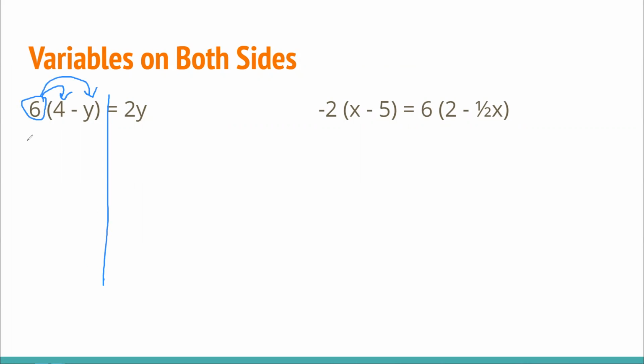6 times 4 gives me a 24. And then I've got a subtraction sign. And then 6 times y gives me a 6y equals 2y. Now, since I've got that distribution done, I can combine my variables across that line.